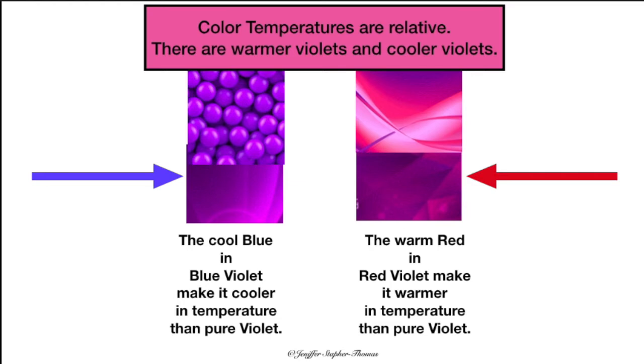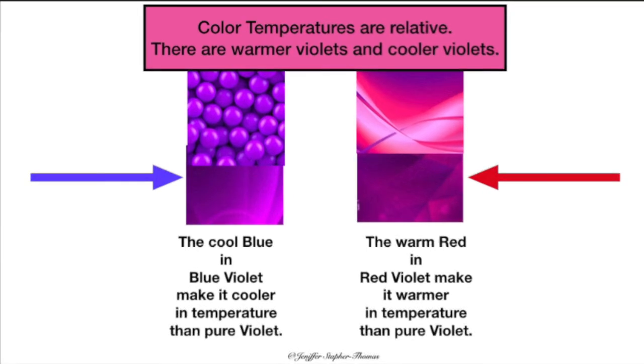So again, there are warmer violets and cooler violets, and the cool blue in blue violet makes it cooler in temperature than pure violet. And the warm red in red violet makes it warmer in temperature than pure violet, right?